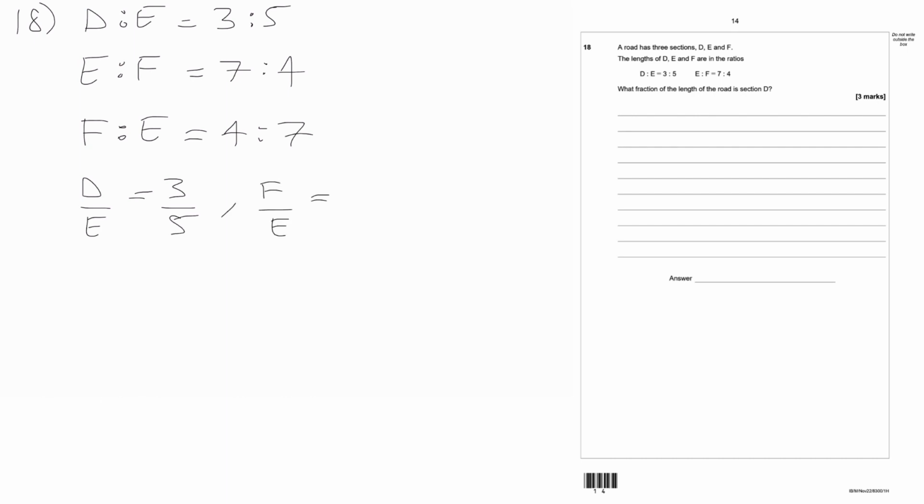And the way we want to think about this is we want a common denominator here. So currently we have a denominator of 5 and a denominator of 7. So let's try and make a denominator of 35. So if we have a denominator of 35, then D over E could be written as 21 over 35, and F over E could be written as 20 over 35.